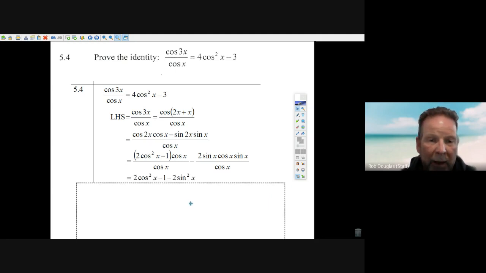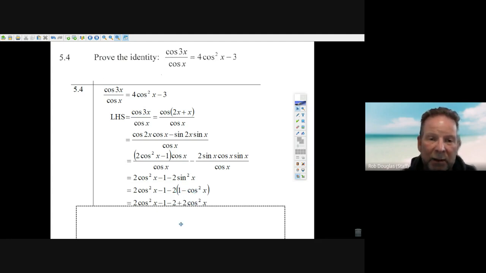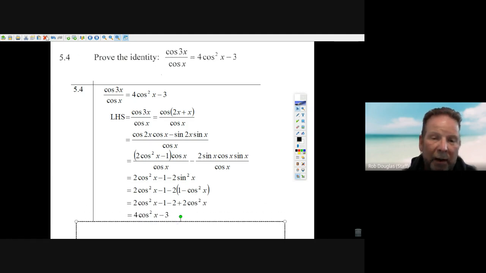We end up with this cos x canceling with this cos x canceling with this cos x. We have 2 cos squared x minus 1 and minus 2 sine squared. Well, let's just take a look at this. This sine squared is really 1 minus cos squared. That's right from our first grade 11 identity. And now we're minusing 2 times a minus. That's plus 2 cos squared. That's going to give us the 4 cos squared. In fact, that's what it is right there.